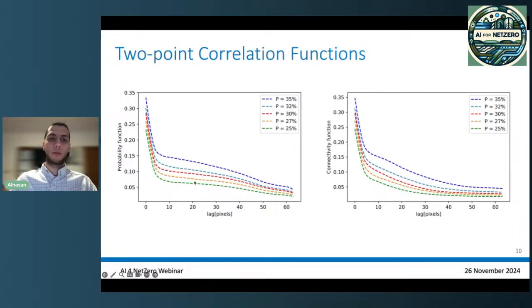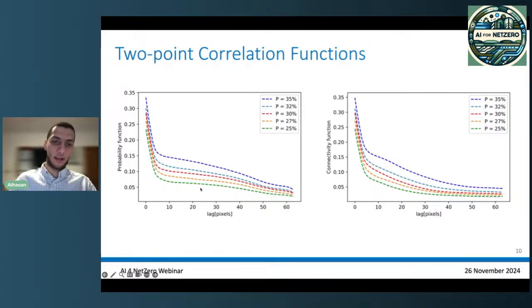We also use some kind of correlation functions to assess the geological consistency of the generated samples. So we use two functions here, the 2-point probability function and the 2-point connectivity function. The 2-point probability function tells us the probability of finding 2 points in the spatial domain separated by a specific distance that belong to the same phases.